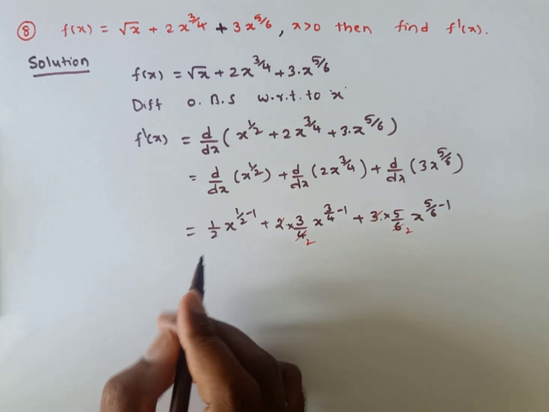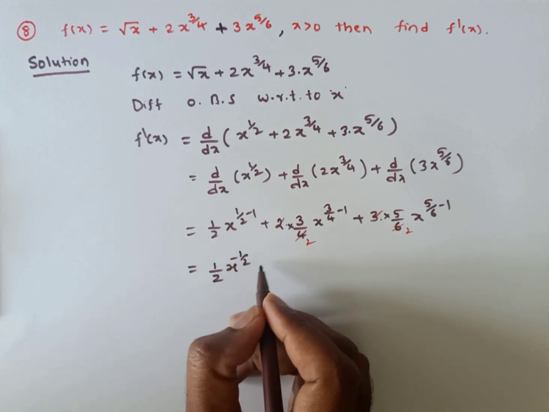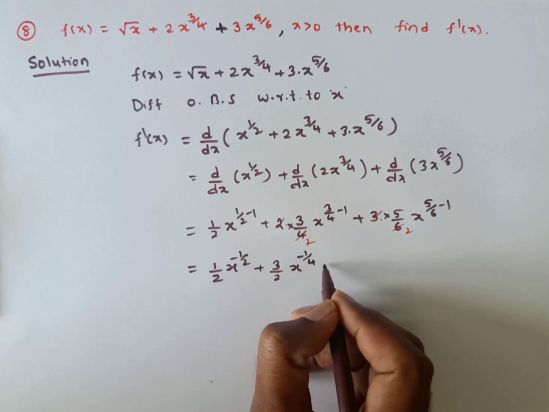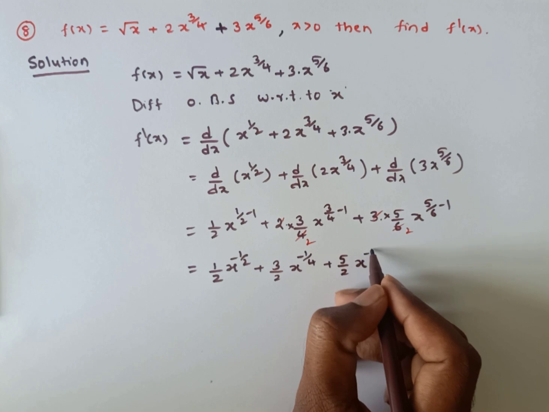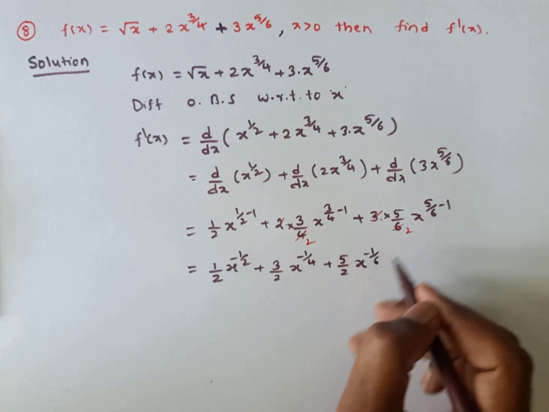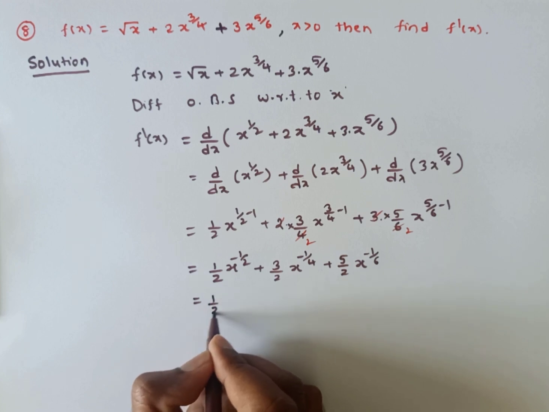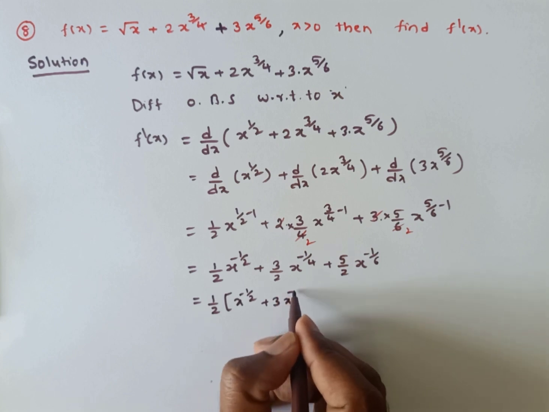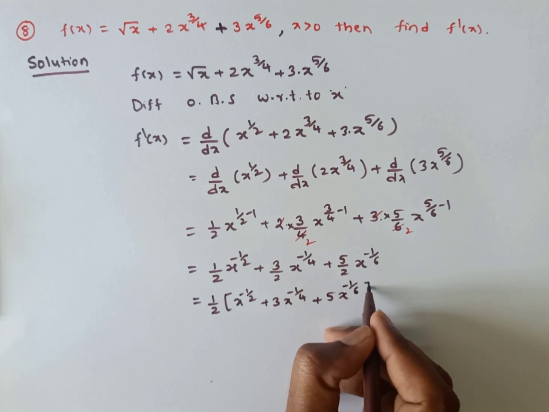So finally this is 1 by 2 into x to the power of minus 1 by 2 plus 3 by 2 into x to the power of minus 1 by 4 plus 5 by 2 into x to the power of minus 1 by 6. 5 minus 6 by 6 is nothing but minus 1 by 6. Or if you take 1 by 2 common, then directly it is x to the power of minus 1 by 2 plus 3 times x to the power of minus 1 by 4 plus 5 into x to the power of minus 1 by 6.